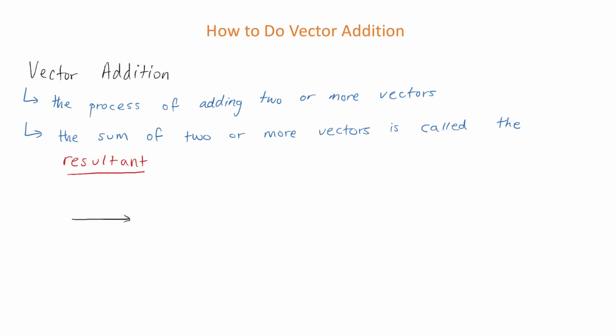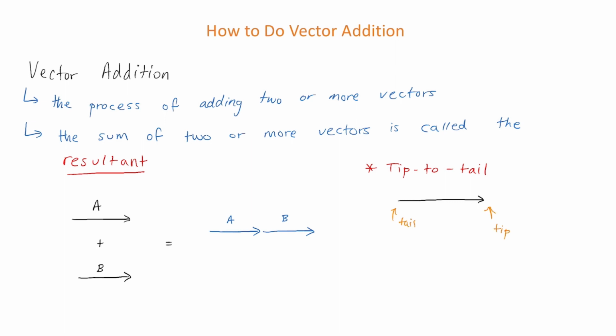For instance, imagine I had these two vectors, which I've labeled A and B, and I want to add them together. How would you do this? Well, the first step is to align the vectors tip to tail. Now, what do I mean by tip to tail? Well, if we look at a vector, the end of the vector is called the tail, and the front of the vector is called the tip.